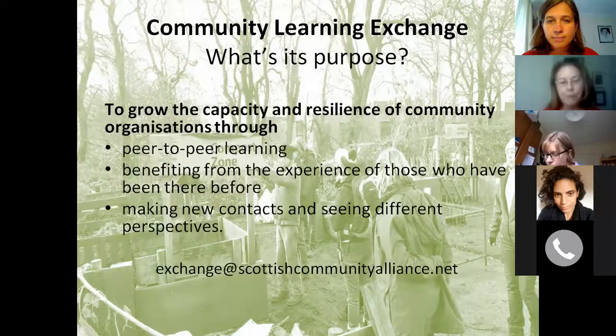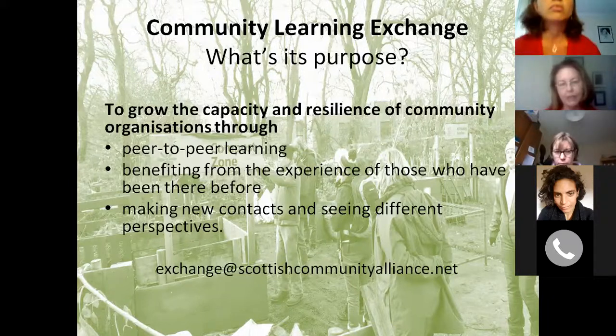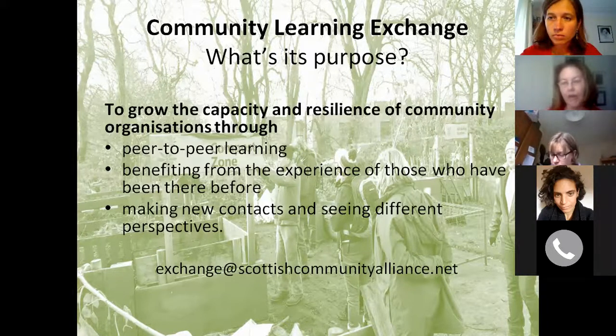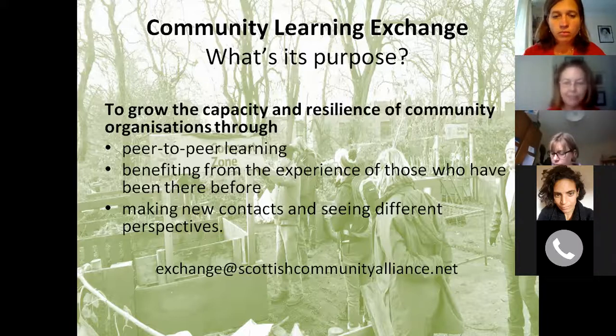It's about peer-to-peer learning. So it's very much about one community organisation visiting another and benefiting from the experience. It's also about making new contacts and seeing different perspectives. It's quite interesting how many of our applicants or beneficiaries actually maintain that relationship with their host organisation. So it's not a one-off. It can lead to other things. It's a good networking opportunity. So it should be more than just a one-off visit to another organisation.